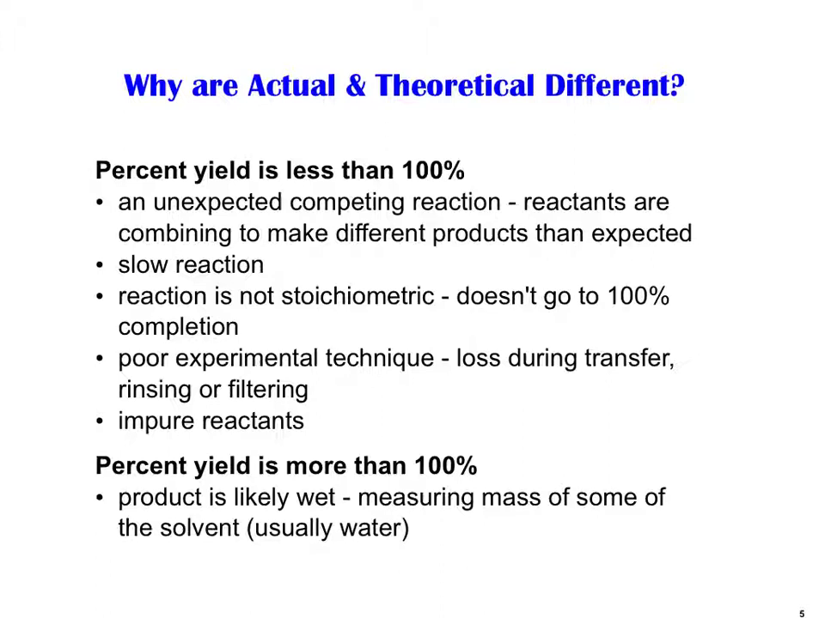If the percent yield is more than 100%, you may find this in one of our gravimetric stoic labs. You did not let it dry. Okay, that is the biggest reason that you can get over 100%, or you did not weigh properly, which is human error, and we don't really want to talk about that. If that were the case, you would have redone the experiment. Okay, so product is usually wet, so you didn't let it dry long enough, and you're actually weighing the mass of some of the water.